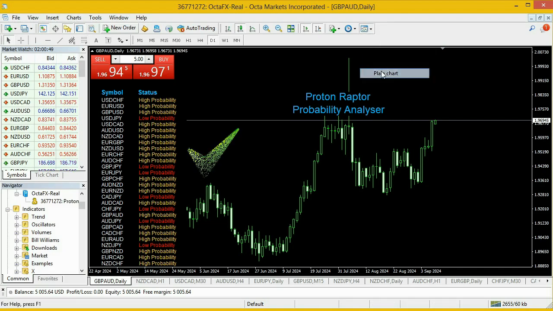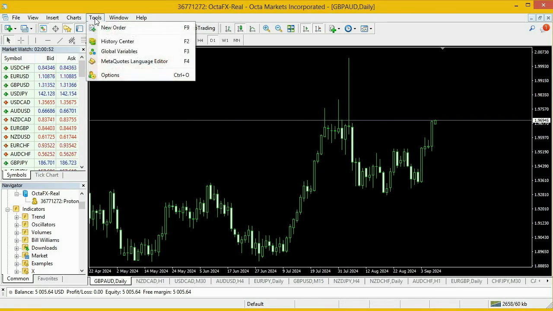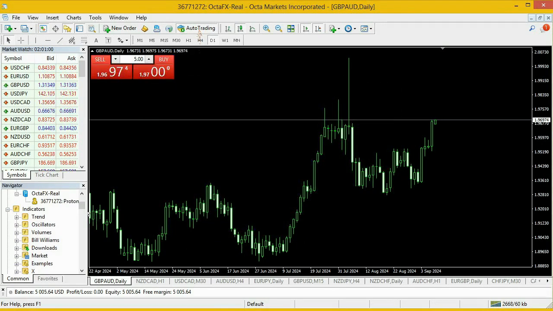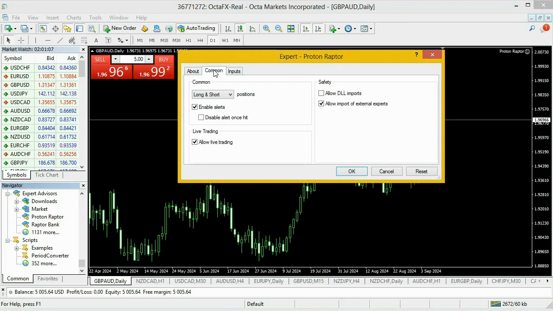From here we need to enable automated trading. On this dialog box, allow automated trading must be check-marked. You can also do this by clicking the auto trading button. We then load the expert. You can deactivate external experts.